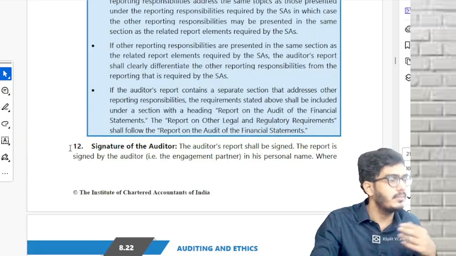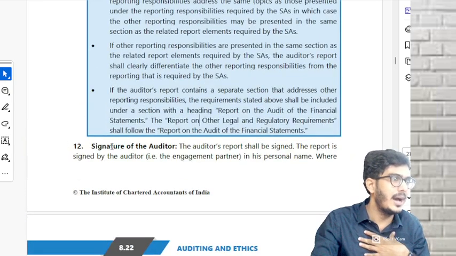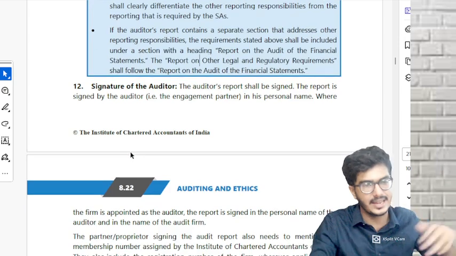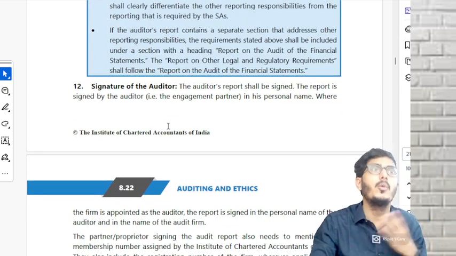Okay, RMN I said is fine, it is like skip, okay. 12th one, signature of the auditor. What should I explain here?